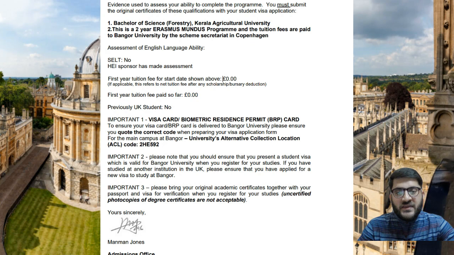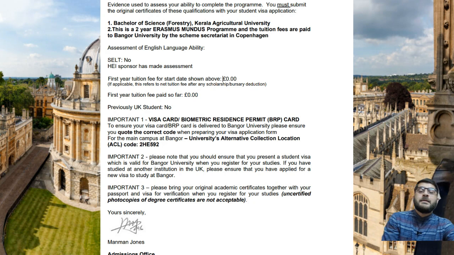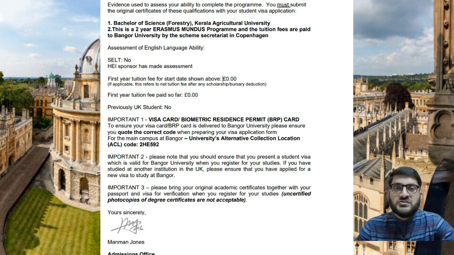Either the student will pay the fees deposit, or he may be sponsored, or he may have received a scholarship. In this case we can see that he has been sponsored by the scheme secretary in Copenhagen. So he has not paid any partial or full fees to the University of Bangor in order to enroll as a student. So no fees is paid. The total is sponsored by the University of Copenhagen. About previous studies, he was not a UK student in the past. All the certificates which he submitted, he has to verify again when he registers as a student at the University of Bangor once he arrives in the UK.